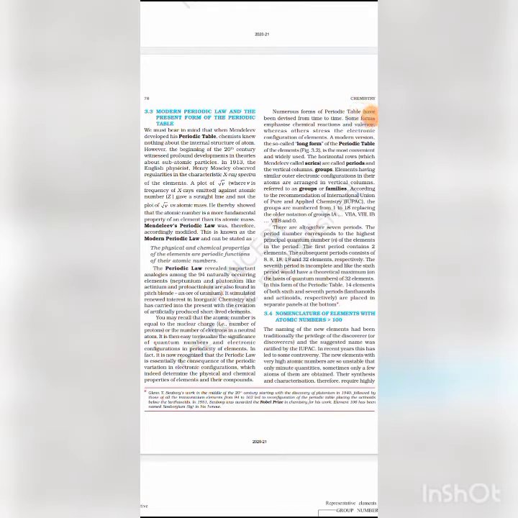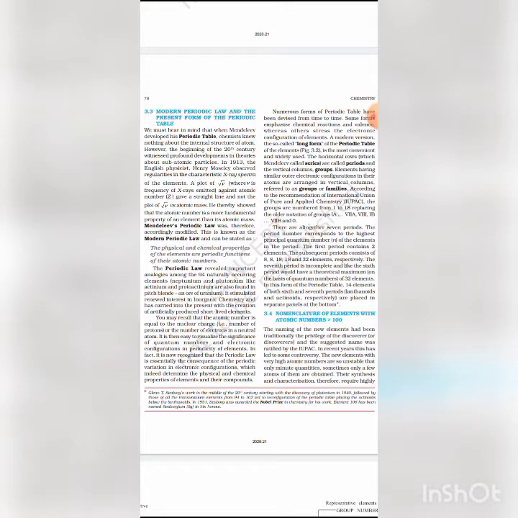Students, today we started our class with the modern periodic table. Today we discuss the modern periodic table. According to the modern periodic law, the physical and chemical properties of elements are a periodic function of their atomic numbers.